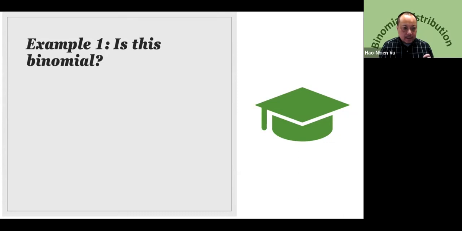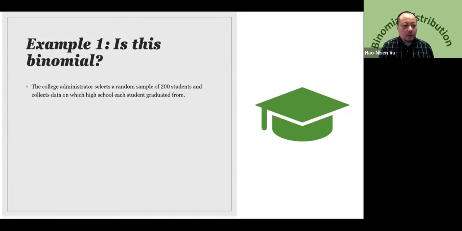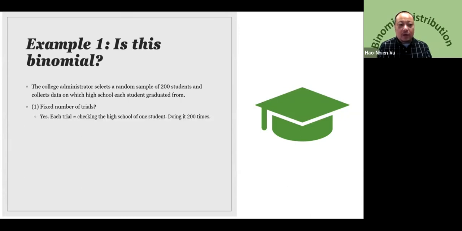Let's take an example. Is this binomial? The college administrator selects a random sample of 200 students and collects data on which high school each student graduated from. So let's go through the conditions one by one. Condition 1, is there a fixed number of trials? For this kind of question, you have to think in your head, what is the definition of each trial? In this case, each trial means checking the high school of one student. And I'm doing it 200 times, so yes, there is a fixed number of trials.